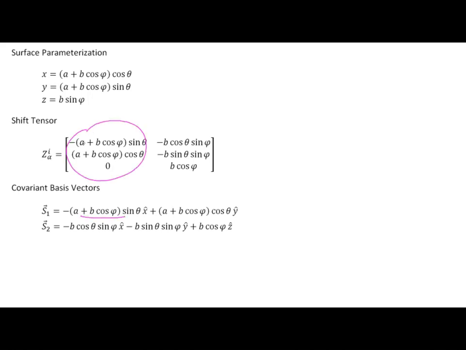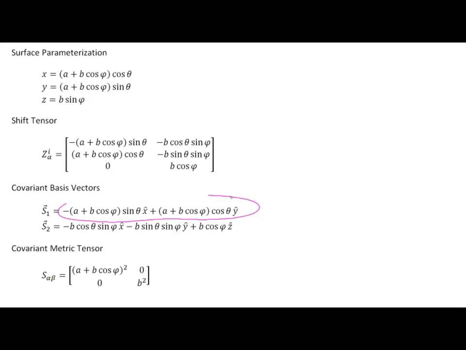Okay, next that leads directly to the covariant basis vectors, because these three values in the first column are the components of S1, and these values in the second column are the components of S2. It's that easy. Okay, the next step would be to find the covariant metric tensor, and we do that by finding the various dot products. S1 dotted with itself, if you dot this with itself and simplify it, you'll get this expression. And if you dot S2 with itself, right here, you'll just get b squared. And then the dot product of the two, one with the other, is just 0.